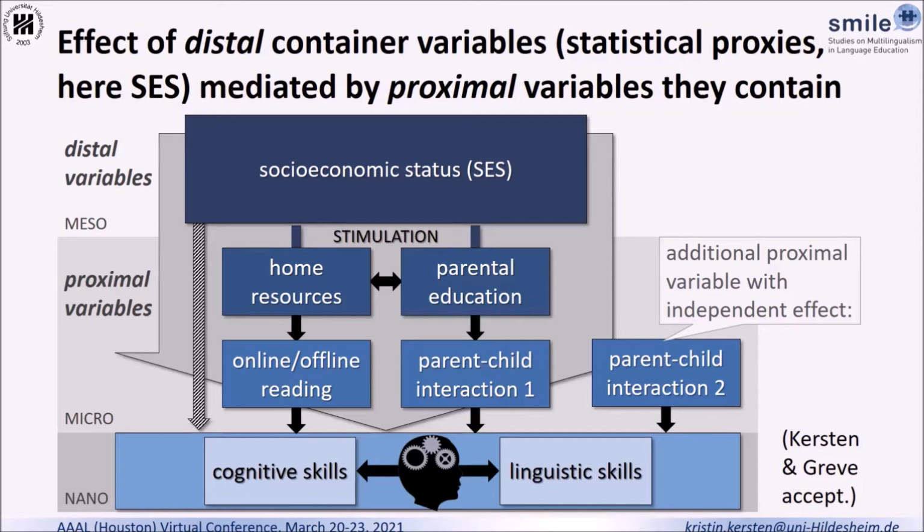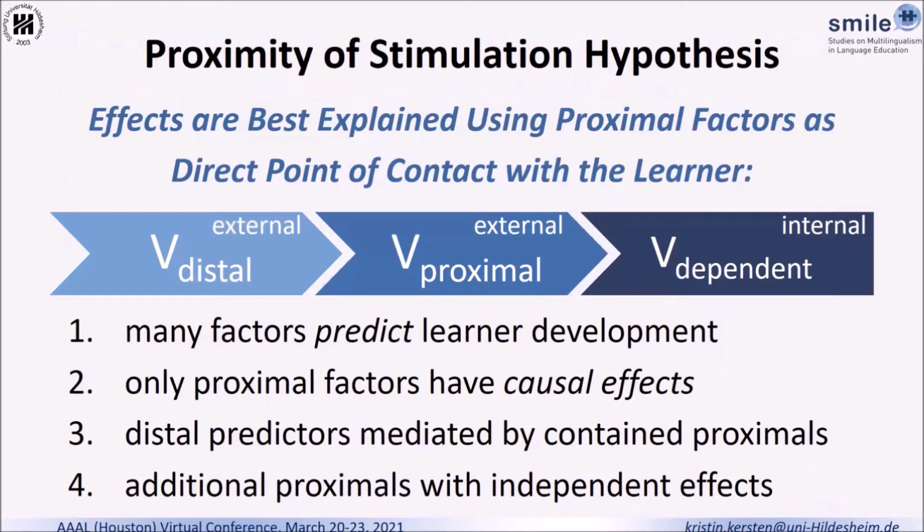Distal variables on the meso level, such as socioeconomic status, SES, can't influence the learner directly. Direct influence is exerted by proximal interactions on the micro level, which are contained within the distal variable. And there might be additional ones independent of the distal container. And of course, cognitive and linguistic skills influence each other.